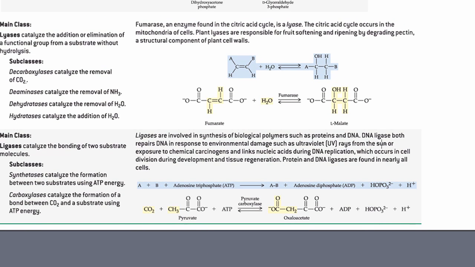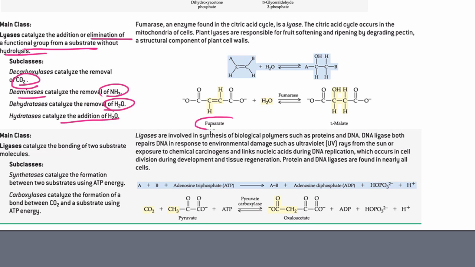Here we have the lyases, and we have the subclasses. Decarboxylases, what would that be? Catalyzes the removal of a carbon dioxide. Deaminase catalyzes the removal of an NH3 group. Dehydratases catalyze the removal of water, and hydratases catalyze the addition of water. So basically these catalyze the addition or elimination of a functional group from a substrate without a hydrolysis reaction.